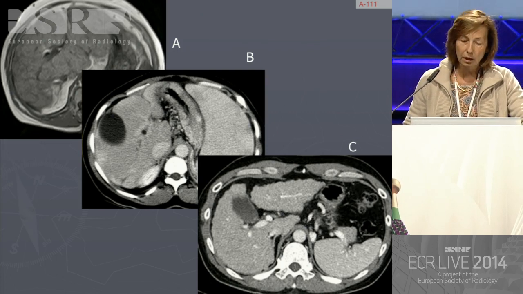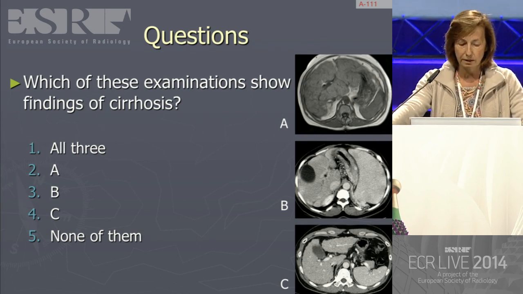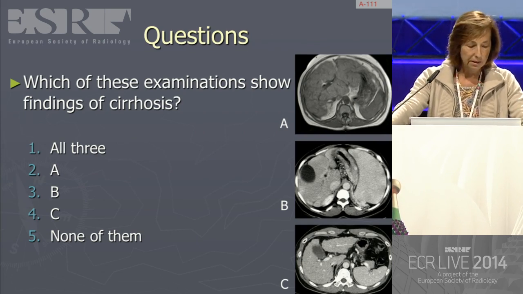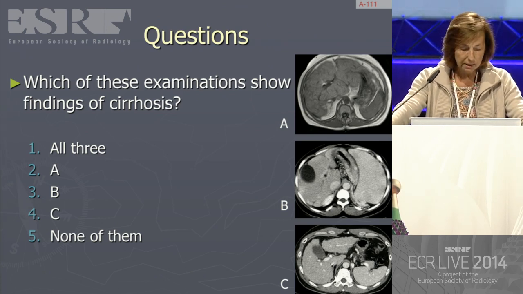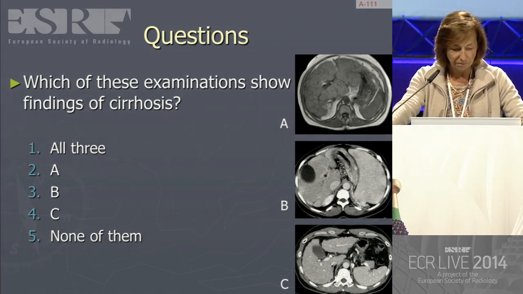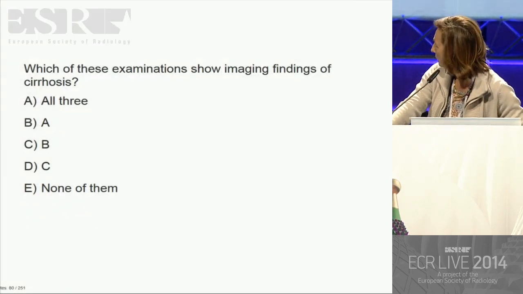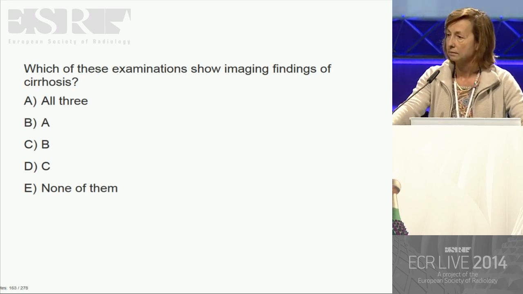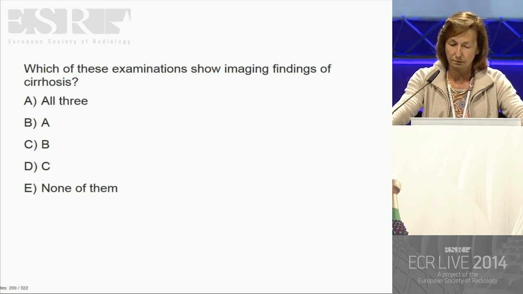So the first question I will ask you is, which of these examinations show findings of cirrhosis? Is it all three? Is it only A? Is it B? Is it C? Or none of them? You can start to vote, please. Okay, let's have the results.